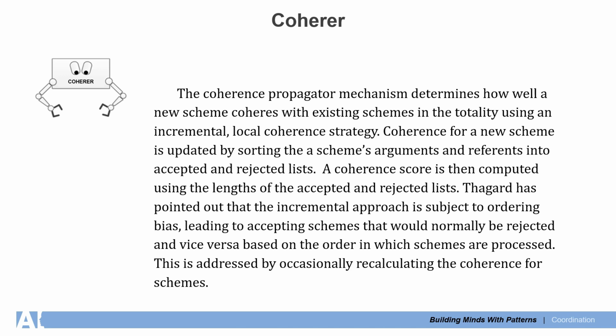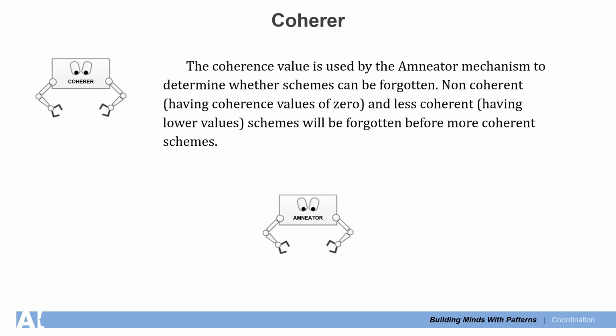Thagard has pointed out that the incremental approach is subject to ordering bias, leading to accepting schemes that would normally be rejected and vice versa, based on the order in which schemes are processed. This is addressed by occasionally recalculating the coherence for schemes. The coherence value is used by the amniator mechanism to determine whether schemes can be forgotten. Non-coherent schemes, having coherence values of 0, and less coherent schemes, having lower values, will be forgotten before more coherent schemes.